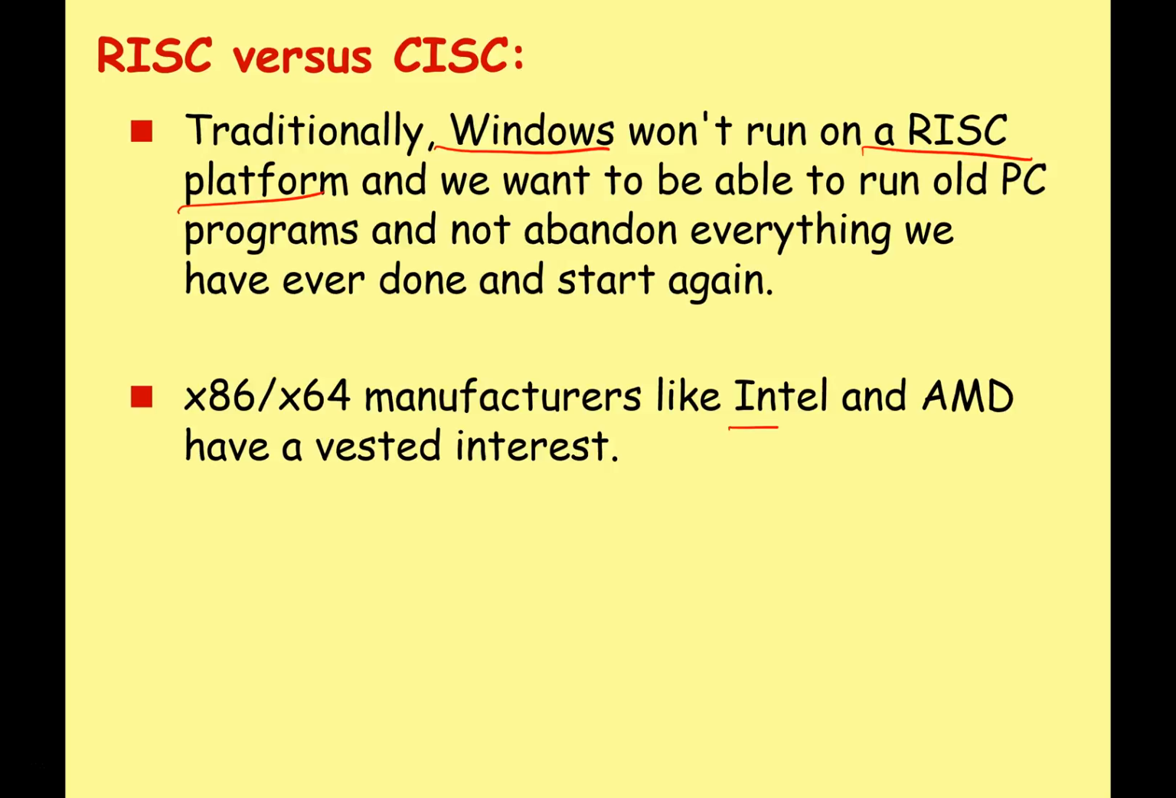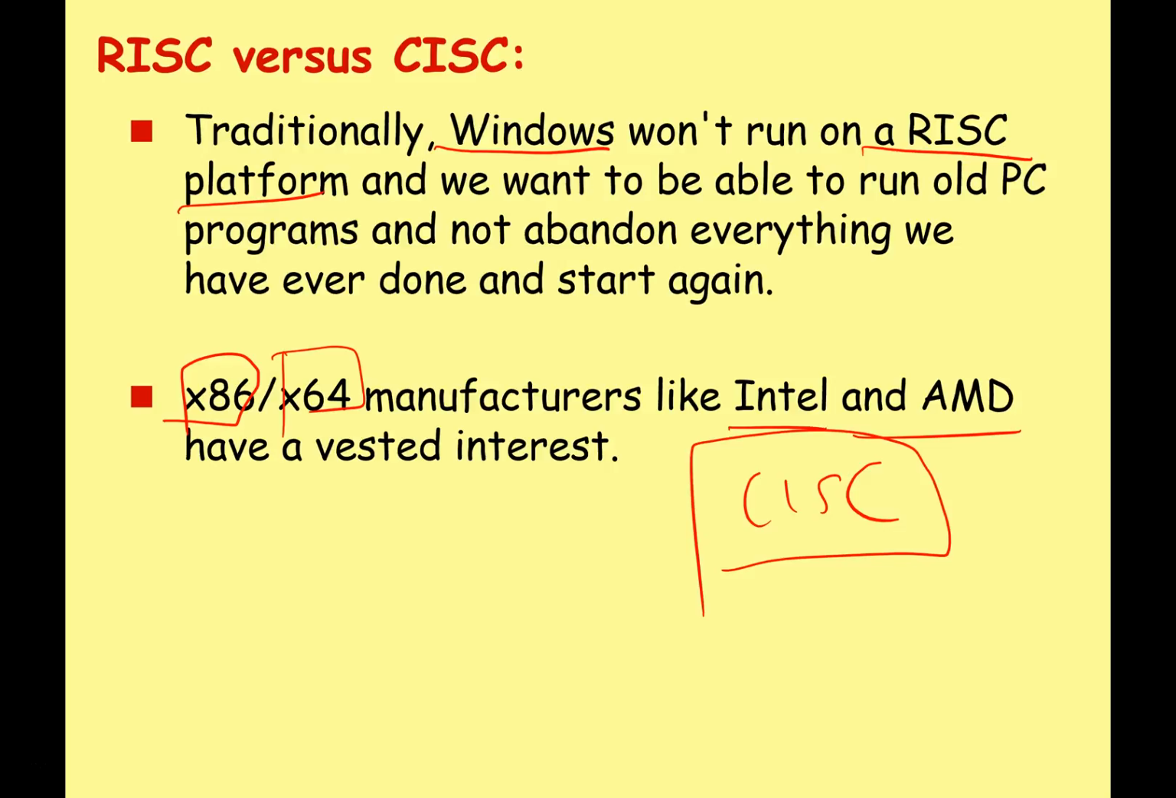You've also got companies like Intel and AMD that manufacture CISC processors, what we often call the x86 platform or the modern x64 platform. These guys have a vested interest in making sure we stay with CISC rather than moving over to RISC, which are designed by ARM and manufactured by other companies.